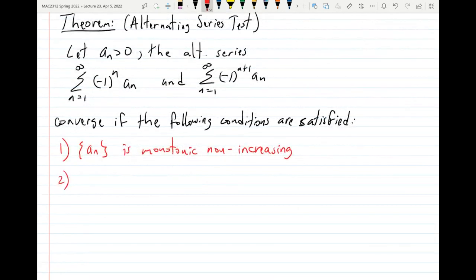And number two, what's the other condition? The limit of a_n must be 0. Why do we need this? Because if not, then you can't do the last part, where the bounds meet, where the top and the bottom converge to the same limit. Say the sequence is decreasing, but you argue that the limit is 1. That means this does not apply. You cannot use this because one of the conditions is not satisfied.